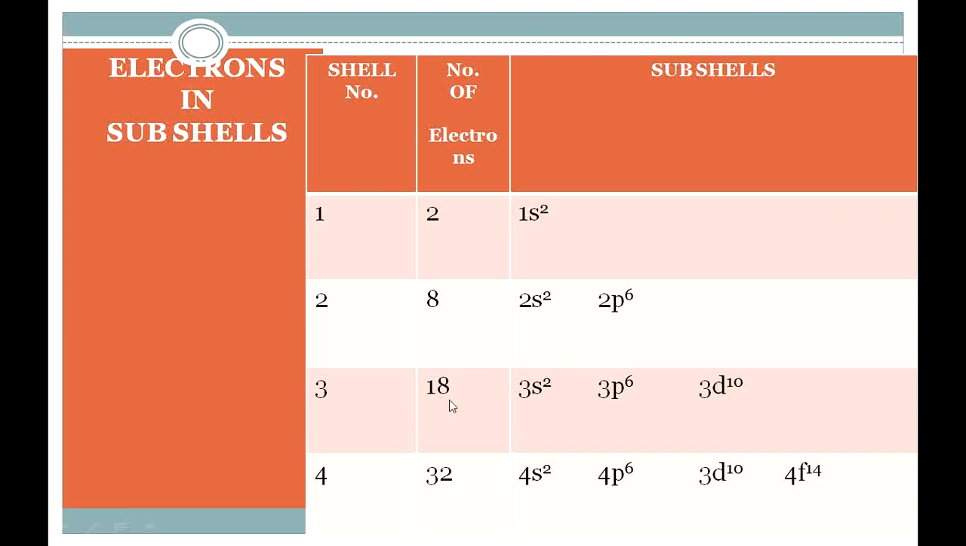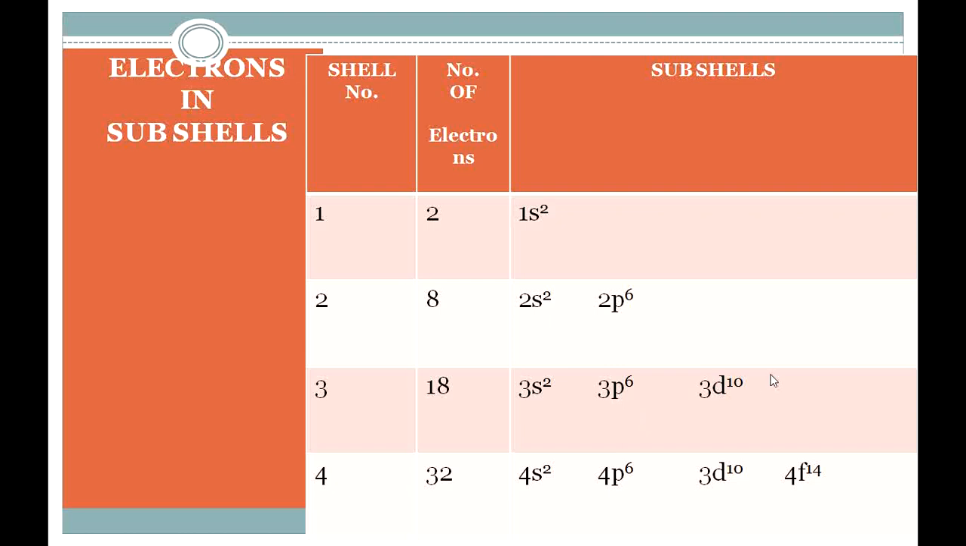Next, the third orbit contains 18 electrons. Out of 18 electrons, 2 and 6 means 8 electrons are placed in 3s and 3p. So the remaining 10 electrons should be placed in d orbital. So d orbital will have 10 electrons.